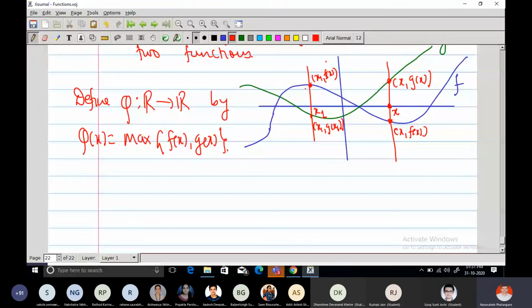When we talk about a function and we know the domain, when we say that the function is well defined, that function is defined at every point in the domain and it gives a unique image. So now, is this phi well defined first of all? Do you understand?